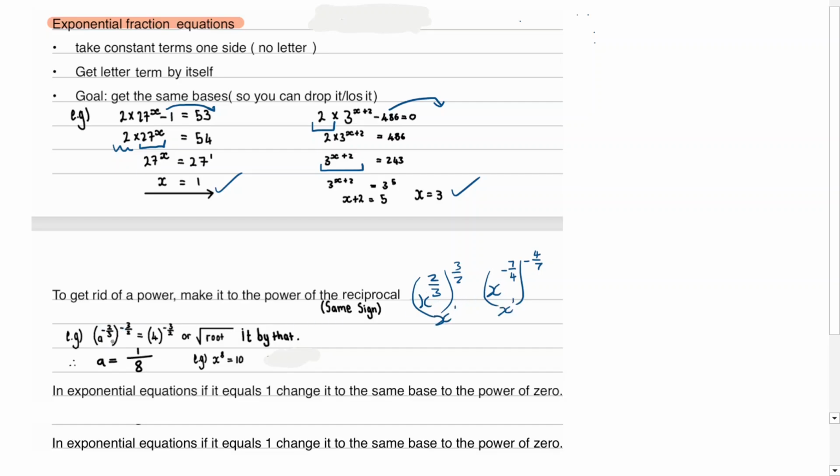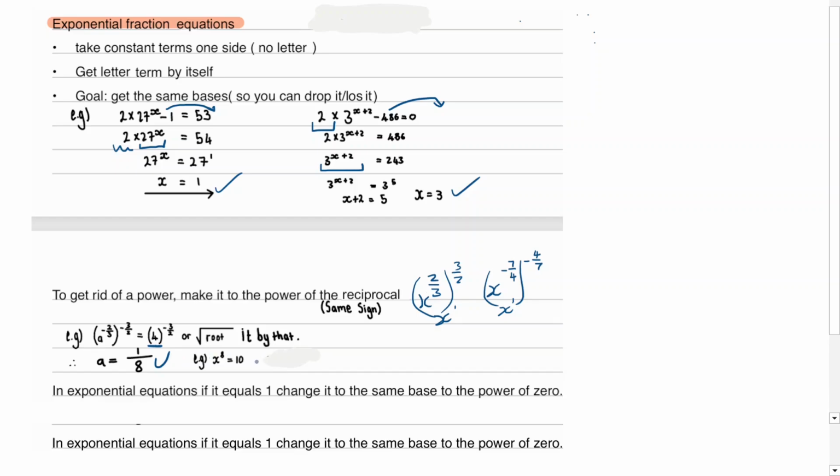Here's an example. A to the negative 2 over 3 equals 4. This is all I started with, and I'm making it to the reciprocal with the same power, and that will end up cancelling completely and leaving me with A. This will end up leaving me with 2 to the negative 3, which is an eighth.